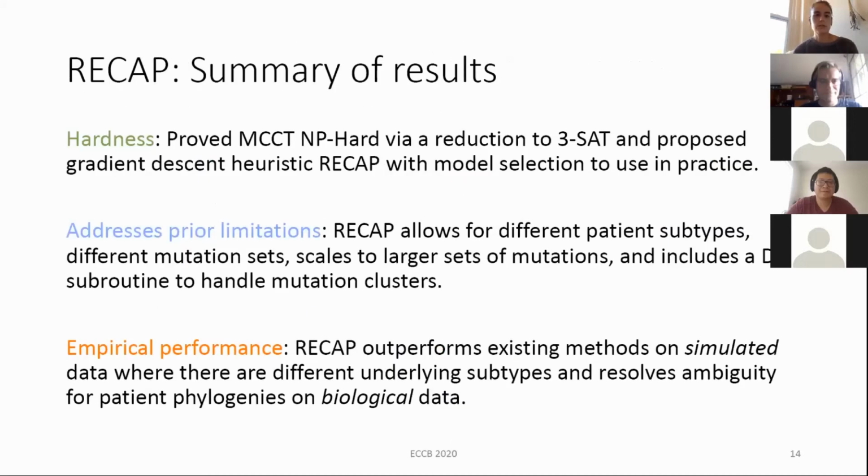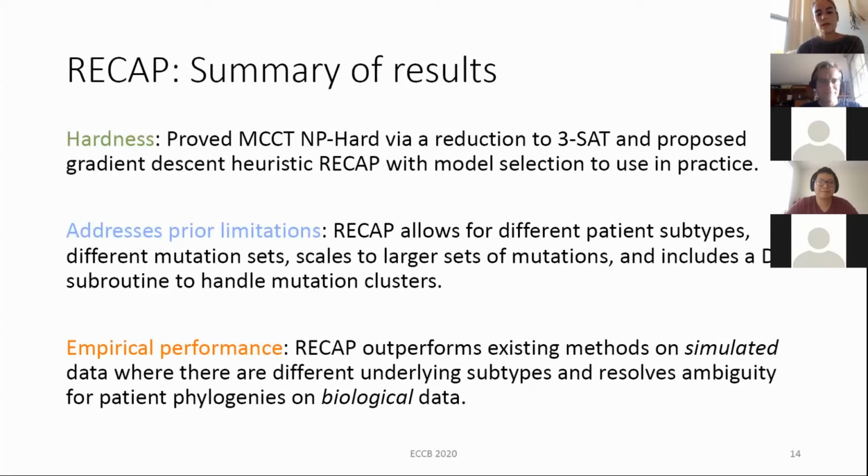And so just to summarize some of our results, we have some theoretical results proving the hardness of this particular MCCT problem. And we also have a gradient descent heuristic we use to be able to address this problem. And we have a subroutine with model selection to help identify a particular K, or number of clusters, to use in practice on a data set using a kind of sweep.